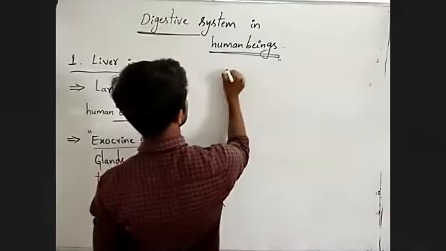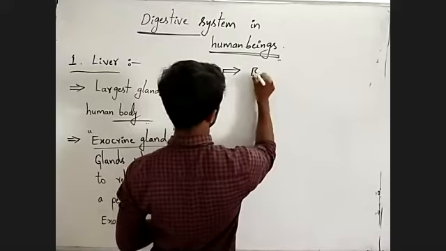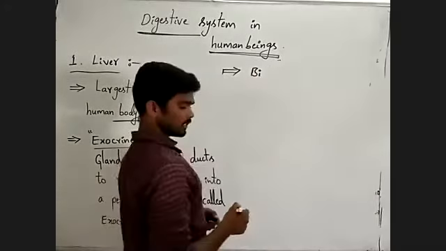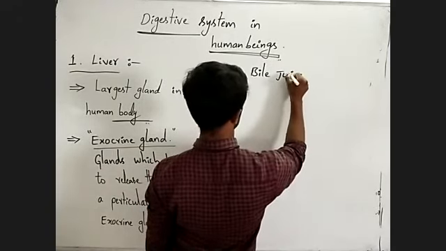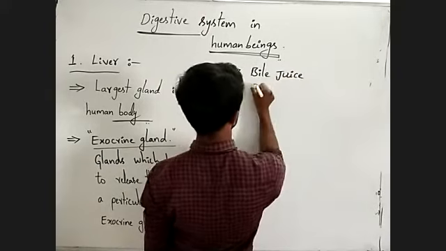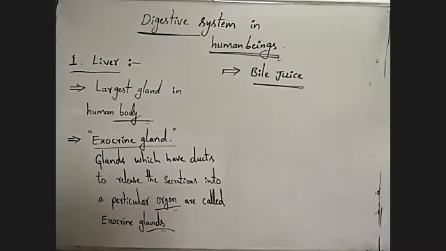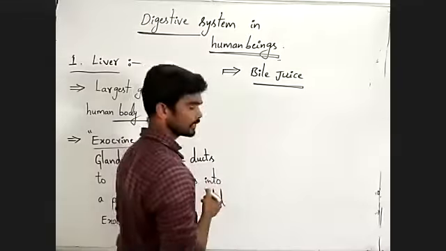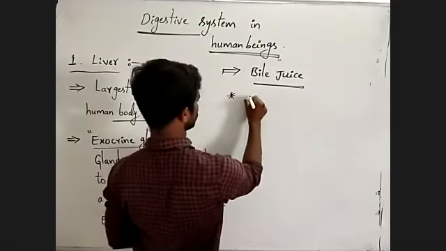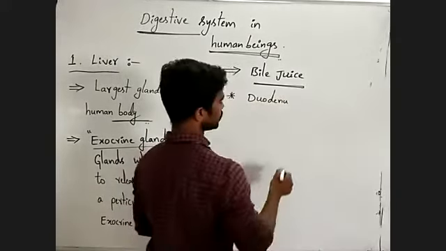Next, the liver secretes one type of secretion. They are called bile juice. Are you understanding? Here, bile juice is secreted into the duodenum.